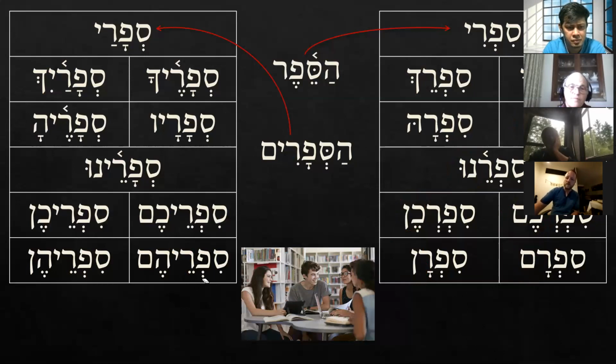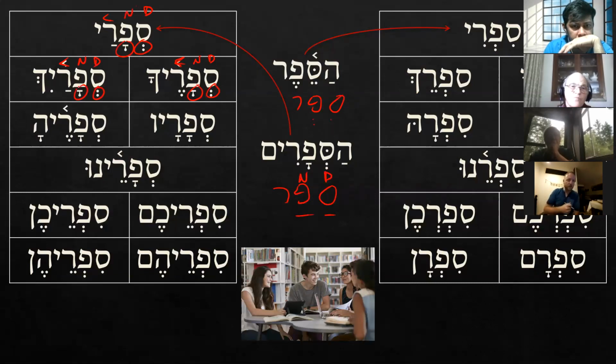So the historical root is Safal in the plural, where it was sifir in the singular. So this actually does have near and distant syllables. So the accent is on the end. This is near, this is distant, reduced, lengthened. Accent is here, near, distant, reduced, lengthened. Okay, that makes sense.